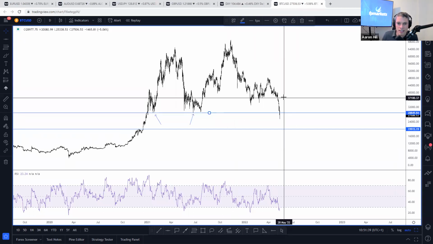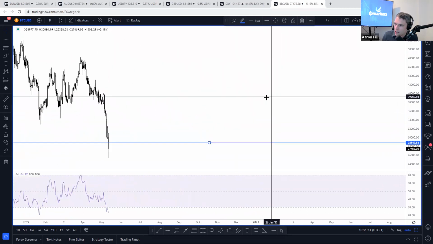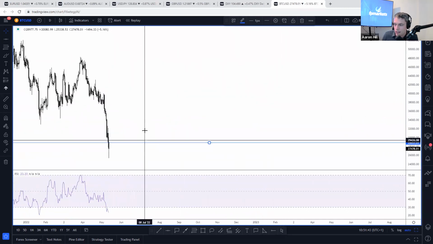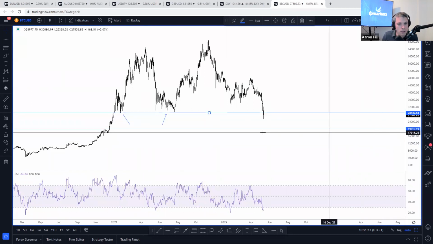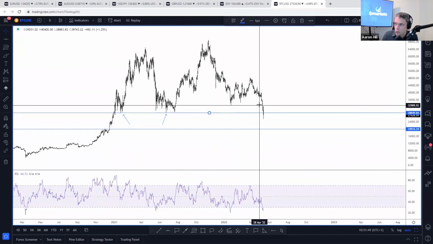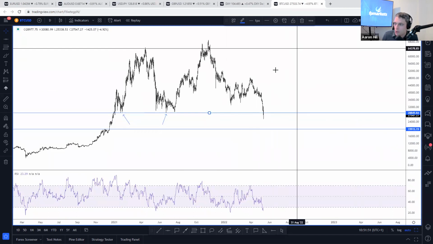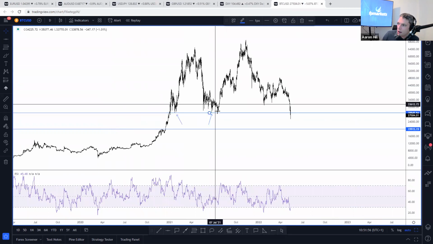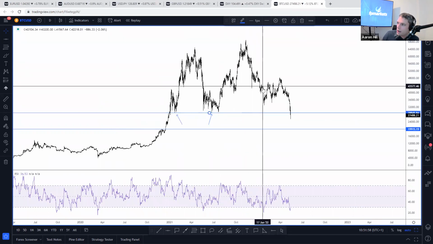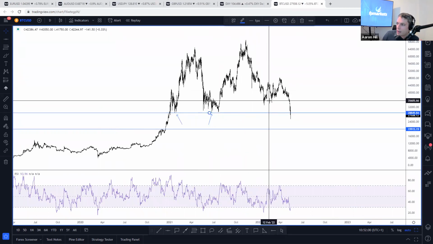Now, I did say that if we break this support on the daily time frame, we could then be heading to around the 20K area. Just my opinion, guys. Just my opinion. Of course, Bitcoin could rally from here and rally to the moon. But look, clear trend studies, right? You have a higher high, higher low, higher high. Oh dear, there's no higher low.